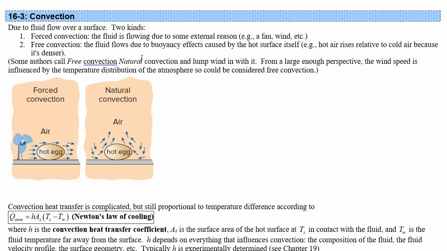All right, next up is convection. There are 2 different types: forced convection, where the fluid flow is not due to the temperature flow, and natural convection, where the fluid flow is due to buoyant effects from the temperature flow itself.